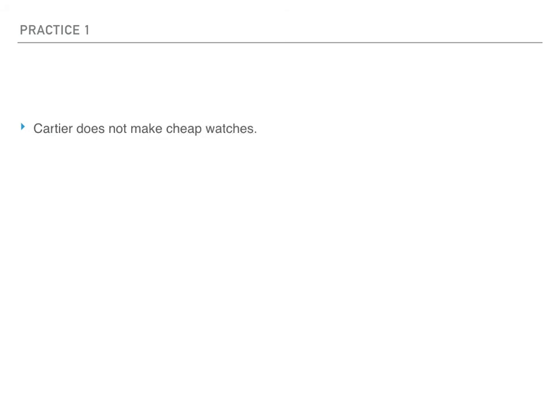Even so, though, I think that explaining why the correct answers are the way that they are is useful. So the first one is fairly basic. It says Cartier does not make cheap watches. So we have to remember the convention that we never take the not into our basic capital letter propositions. So we'd have to use C to stand for Cartier does make cheap watches. And then if we did that, we could represent that sentence as saying tilde C.